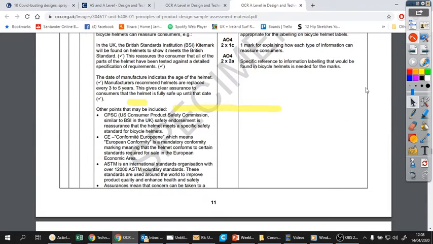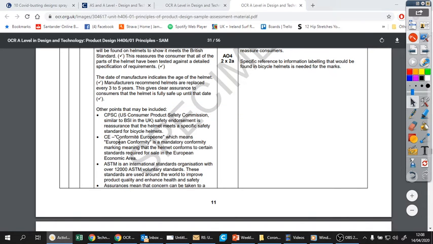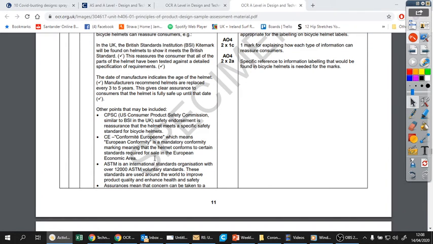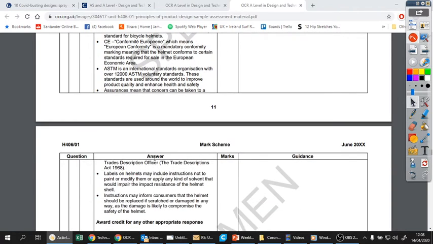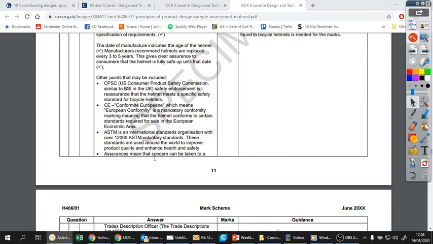Okay, things that you'll have seen but not noticed them. So CE, or British Standards. So that is, or BSI, that basically means that it's passed through a certain test. Okay, so basically it's had a test put onto it that means it can be sold in Europe or it can be sold in Britain. All right.